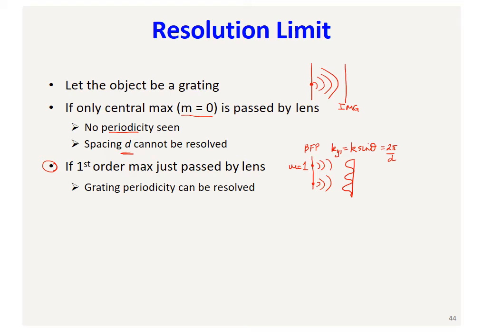It looks like a blurry grating, so although it's not a very good image, it doesn't look like our beautiful square grating of our object, we can nevertheless resolve the distance between the dark and the bright features. So we can resolve the spacing or the grating periodicity.